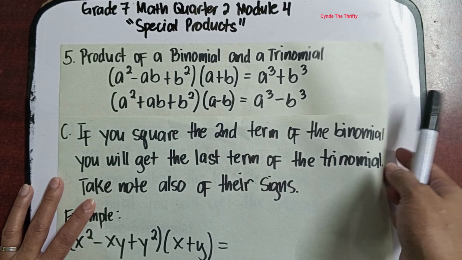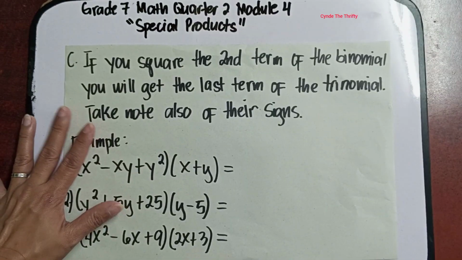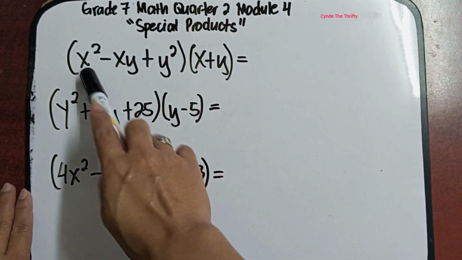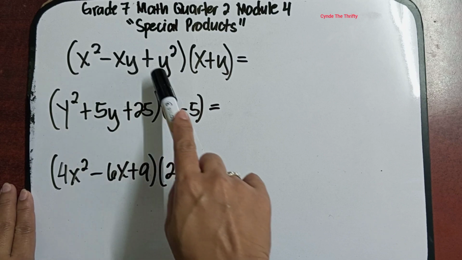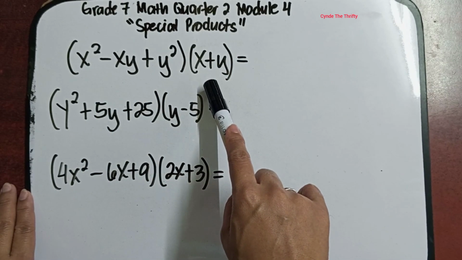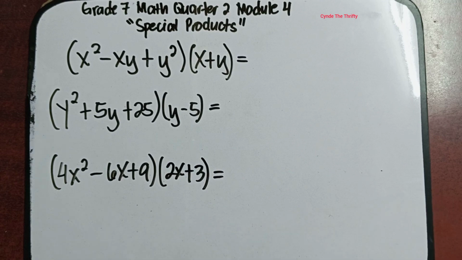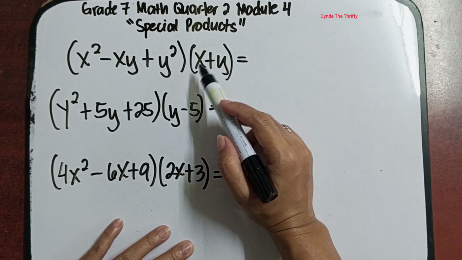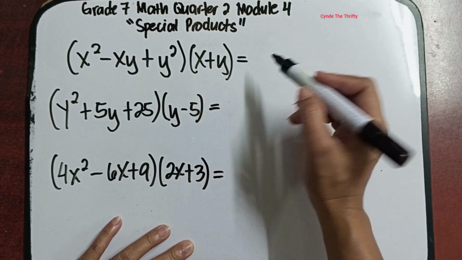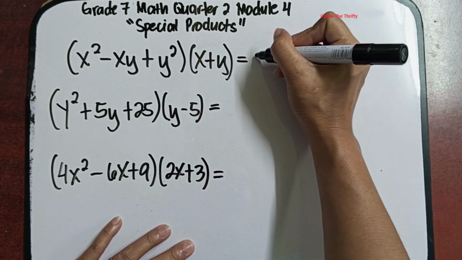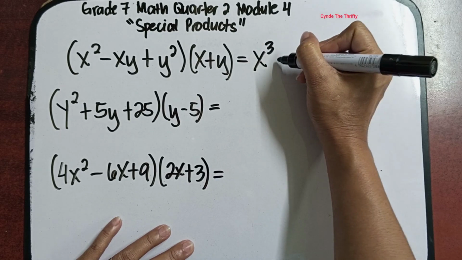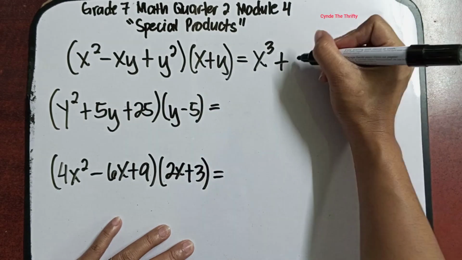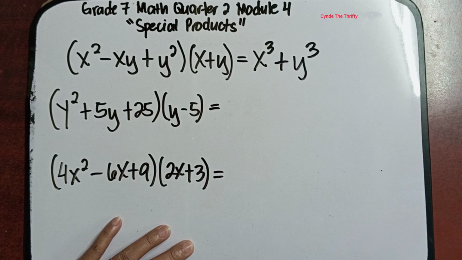Okay, so i-apply na natin siya gamit ang ating mga examples. Para mas maintindihan natin, meron tayong mga example dito. So first, x squared minus xy plus y squared multiplied by x plus y. So ano yung sagot natin dito? Okay, so base sa ating mga points, ang sagot natin dito is, ang ating first term sa binomial is i-cube natin siya. Okay, so i-cube natin siya. So that is x cubed plus, ang ating second term is i-cube natin. So y cube. Okay, so paano natin siya ginawa?